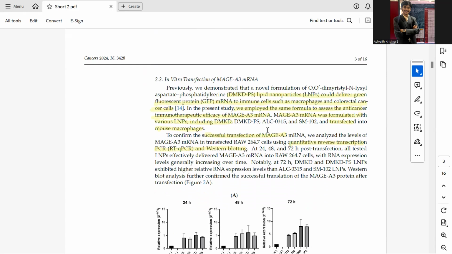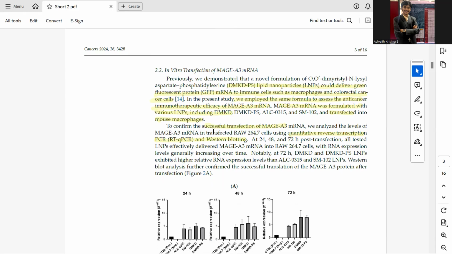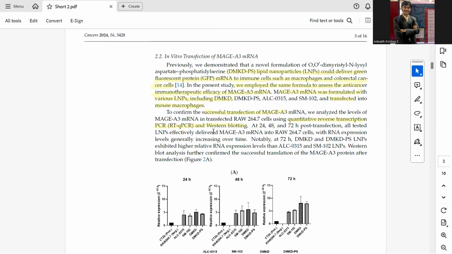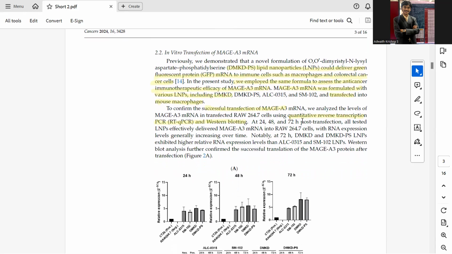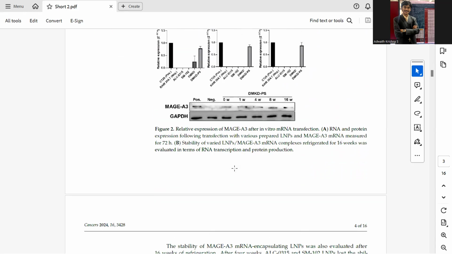DMKD PS lipid nanoparticles could deliver proteins to immune cells as per previous studies. So the same formula was employed to assess the anti-cancer immunotherapeutic efficacy. They were formulated inside DMKD and transfected into mouse macrophages. And then successful transfection was analyzed using RT-qPCR and Western blot.